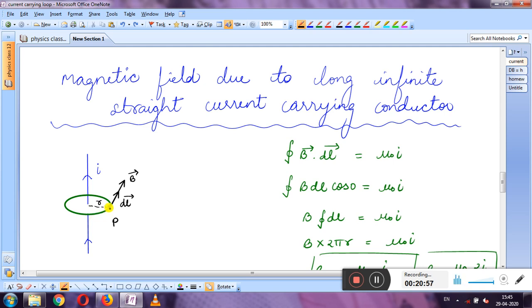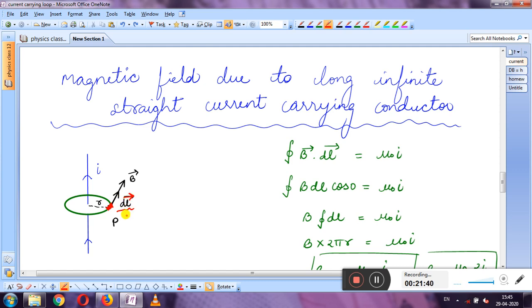Fourth, there is a point P we have taken here, and remember, P is the point where we have to find out the magnetic field. And remember, the Amperian loop, when you consider it around any conductor, should pass through the point where you have to find out the magnetic field. Next, on the Amperian loop we have taken a very small part of length dl, and it will be a vector quantity, so it will have some direction.